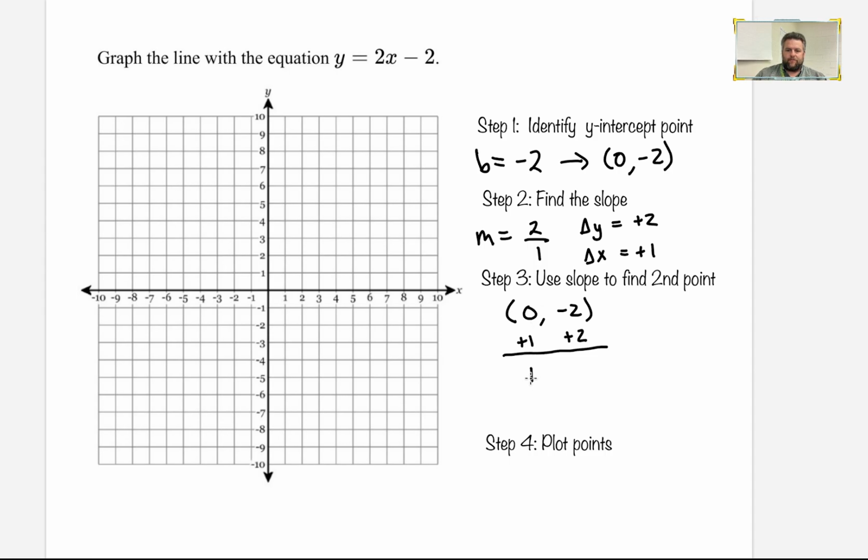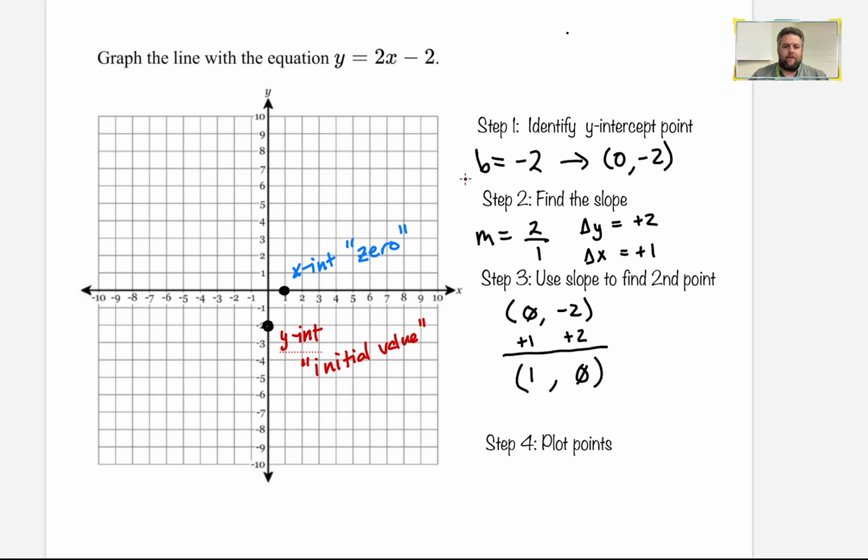0 plus 1 is 1. Negative 2 plus 2 is 0. So our 2 points are going to be (0, negative 2) and (1, 0). These points are special because the first one we found was the y-intercept, which we always find when we have slope-intercept form. The second one is our x-intercept, also called the 0 of your function. The y-intercept's other name is the initial value.